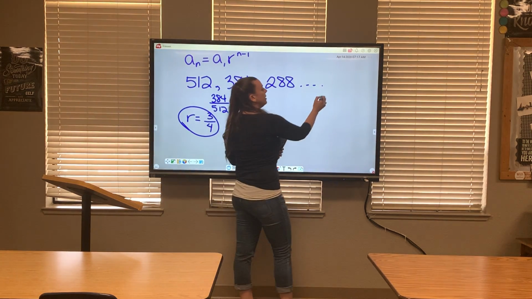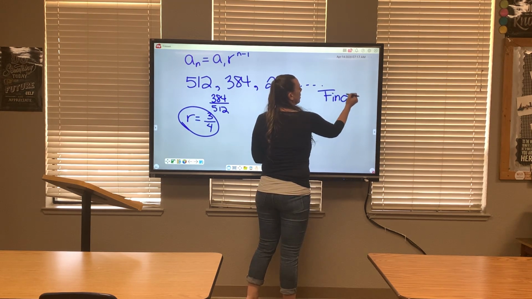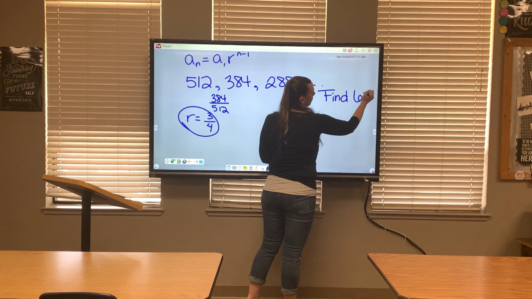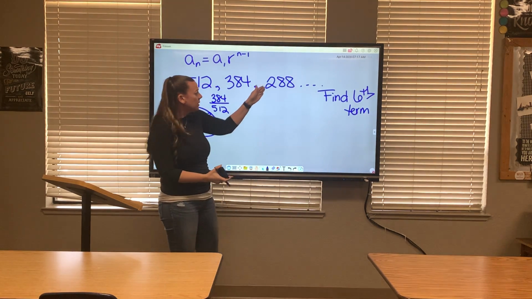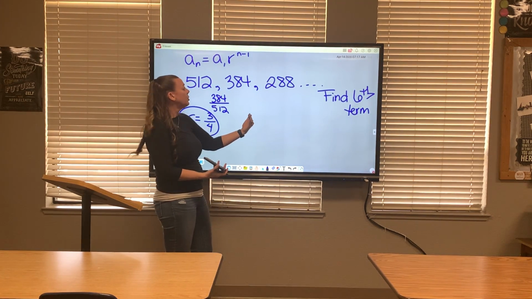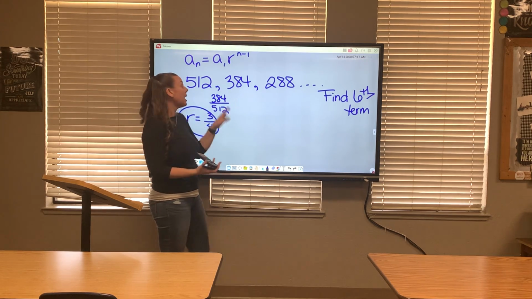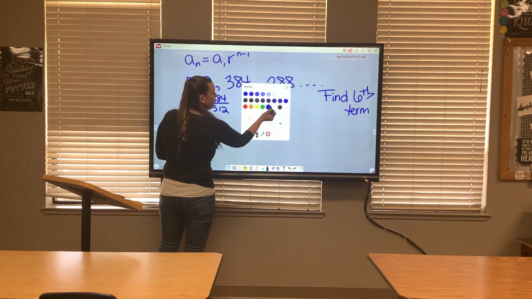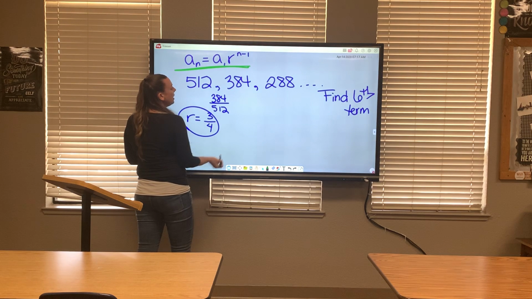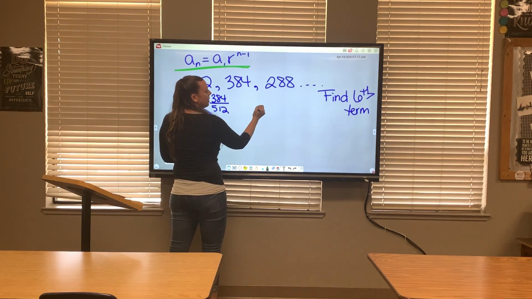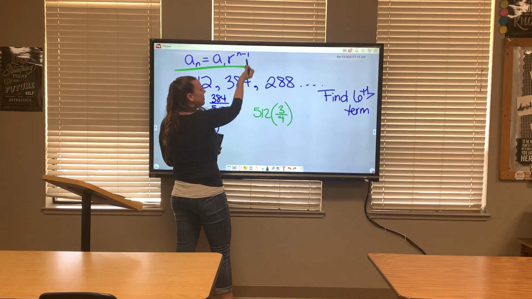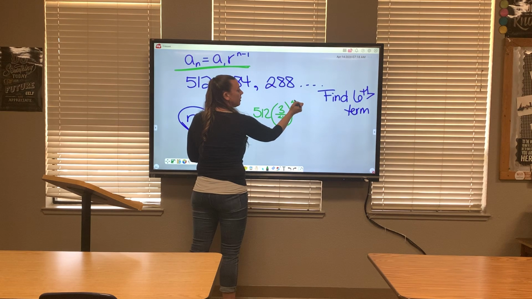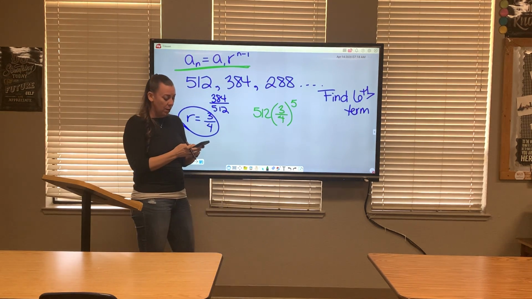Let's say I want to find the 6th term. Again, I can go ahead and multiply it out so I can find that 6th term, but let's say I don't want to do that. I want to work with my formula. So in order to use my formula here, we're going to say the first term, which is 512, times the ratio, which is 3/4, to the n minus 1. I want to find the 6th term, so it's going to be to the 5th power.